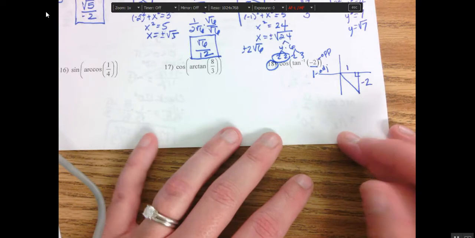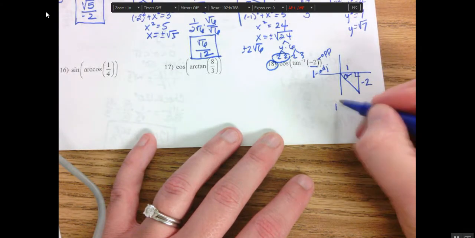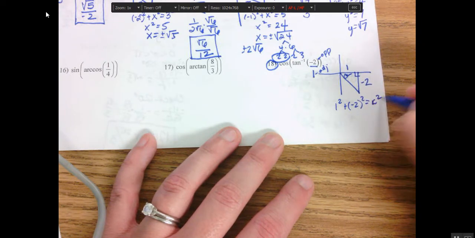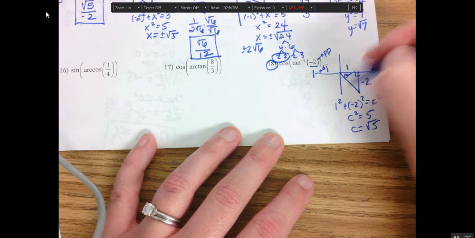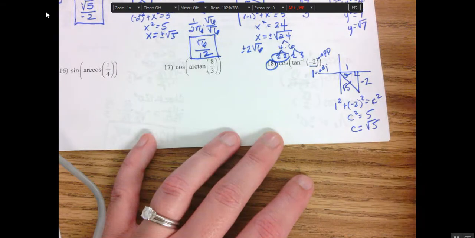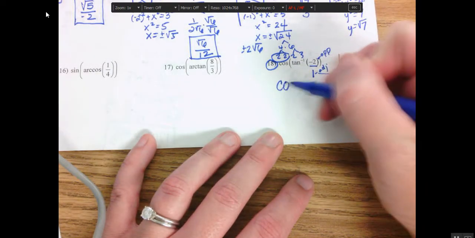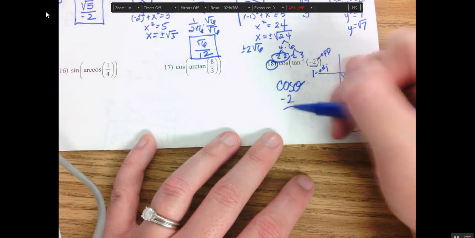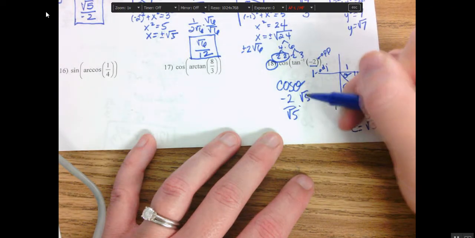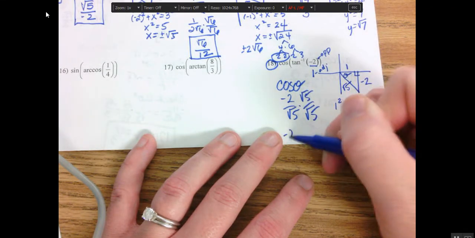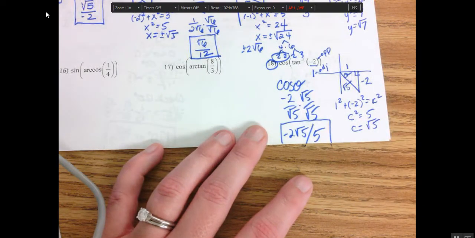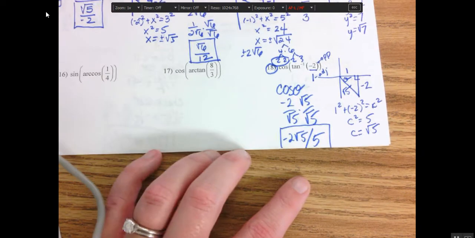And then we're going to do Pythagorean theorem. So I get root 5, and remember that the hypotenuse is always positive. So now I need to do the cosine of theta. So opposite over hypotenuse, and rationalize. So what questions do you guys have on 18?